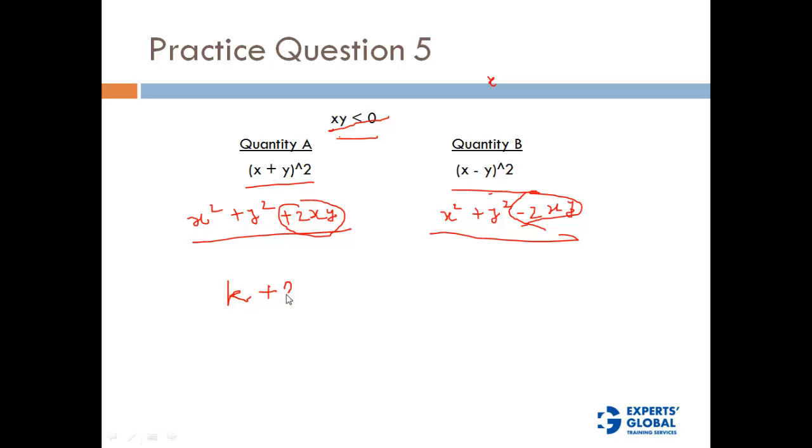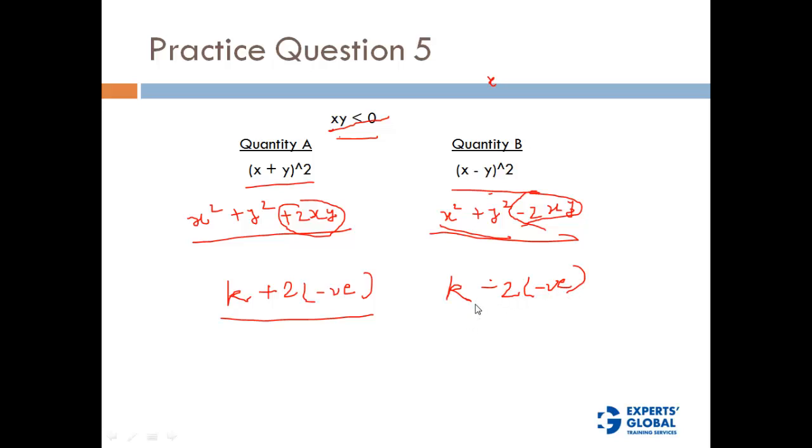So we are talking about k plus 2 times what is xy? xy is a negative number. So this quantity is some positive number plus 2 times some negative number, whereas on the right hand side, it is (x minus y) square, which is, let's call it k minus 2 times some negative number, correct?